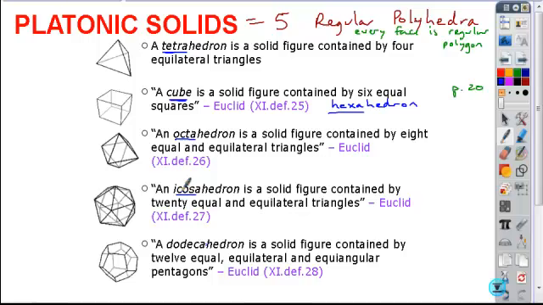And then finally a dodecahedron, that's the prefix for 12, and it has 12 equilateral, equiangular, or in this case regular pentagons as its faces.